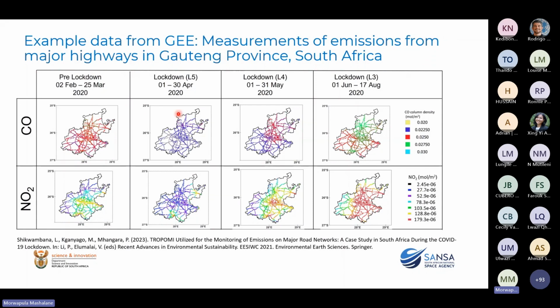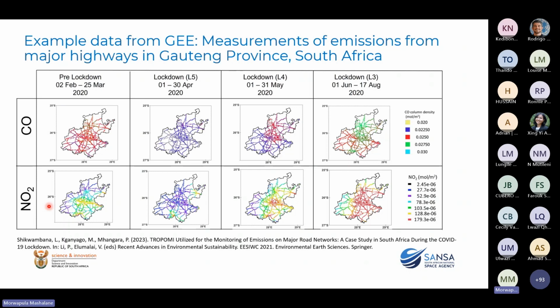When we started the lockdown periods, we could see a decrease, at least in the first week of the first month of the lockdown, we saw a major decrease in the carbon monoxide. We saw the same trend for NO2. We published this, there's a book chapter.